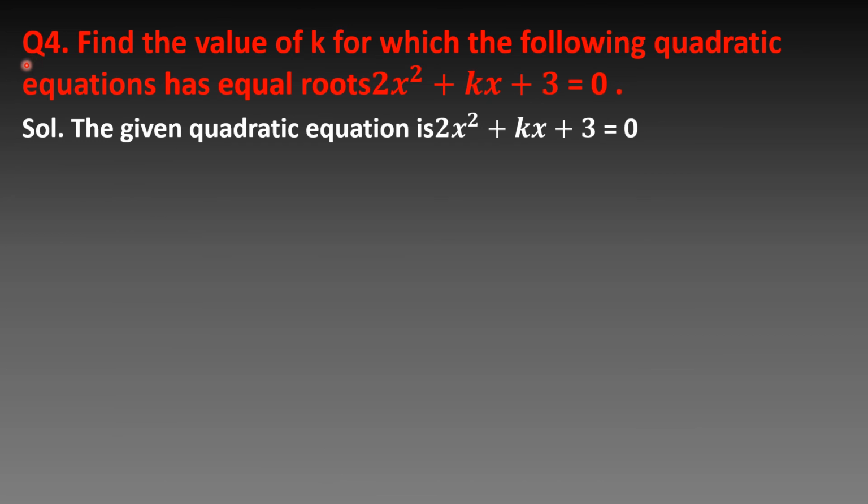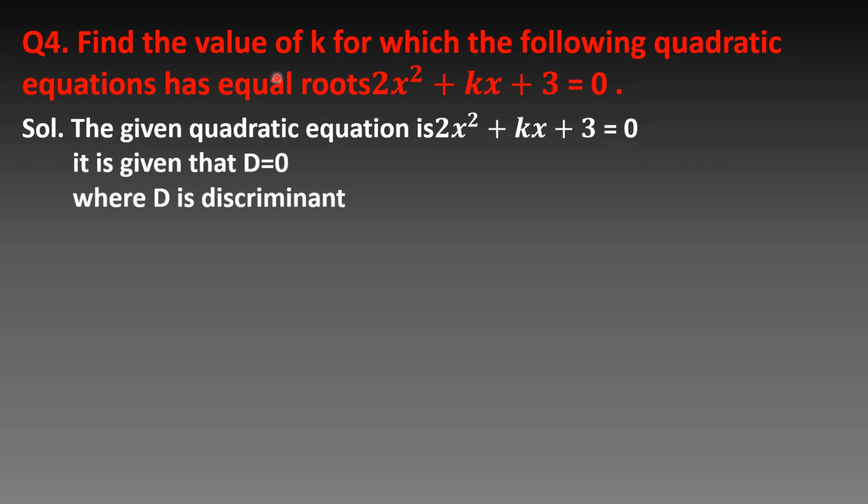Now let us come to question number 4. Find the value of k for which the following quadratic equation has equal roots. Our given quadratic equation is 2x square plus kx plus 3 equals 0. Now in the question it is given that the quadratic equation has equal roots. It means our discriminant should be equal to 0. Remember it, as we have found in the previous slides also.